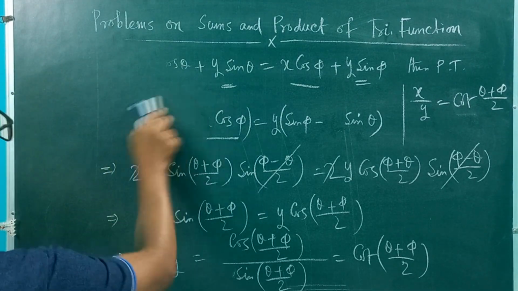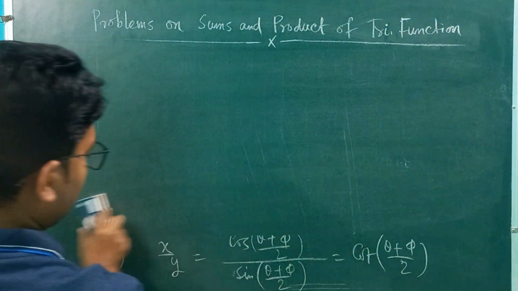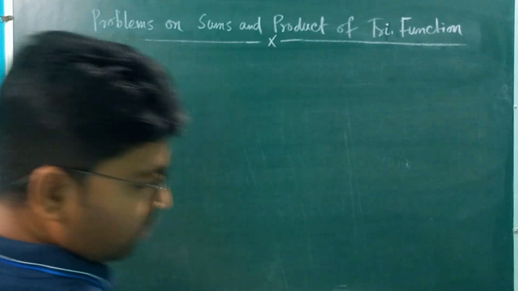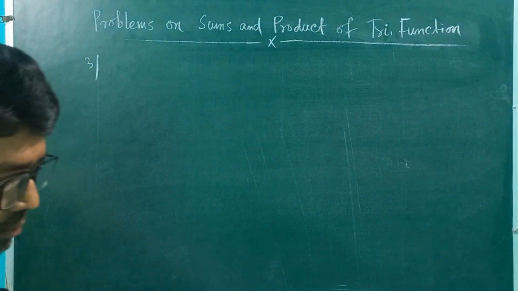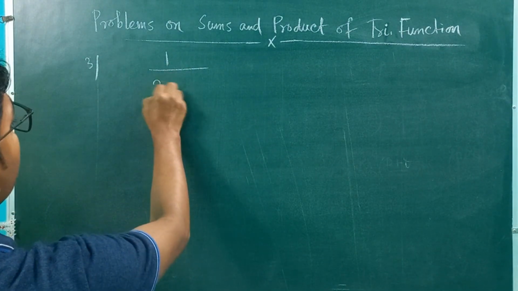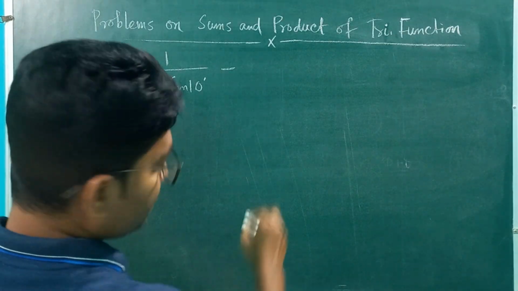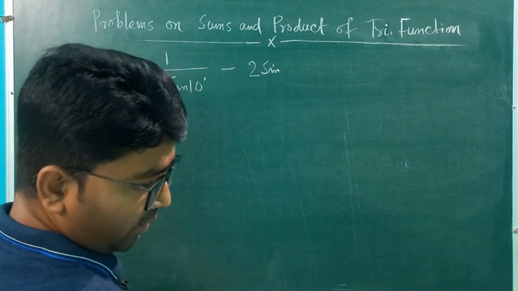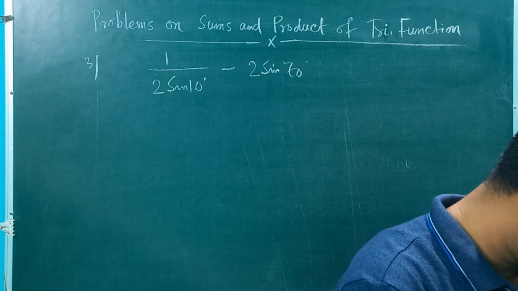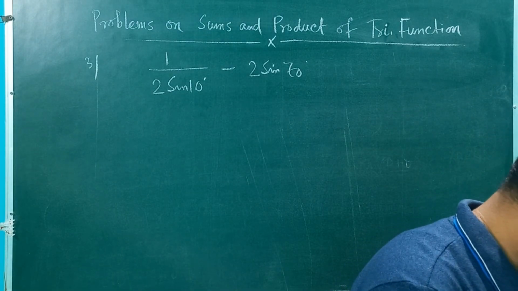Now for the third problem. Third problem is, we have to calculate another trigonometric expression, this one: 2 sin 10 degree minus 2 sin 70 degree. That's our problem. Now how can we calculate its value?